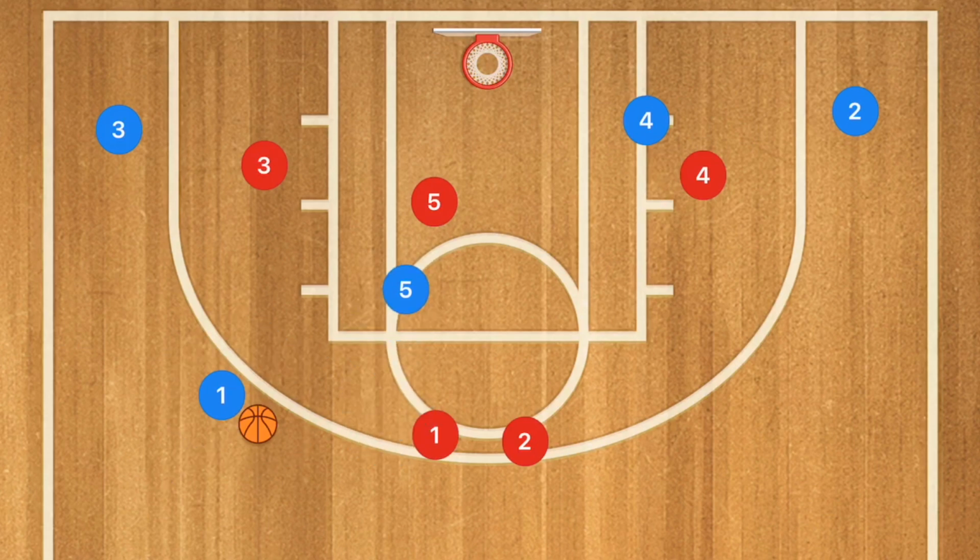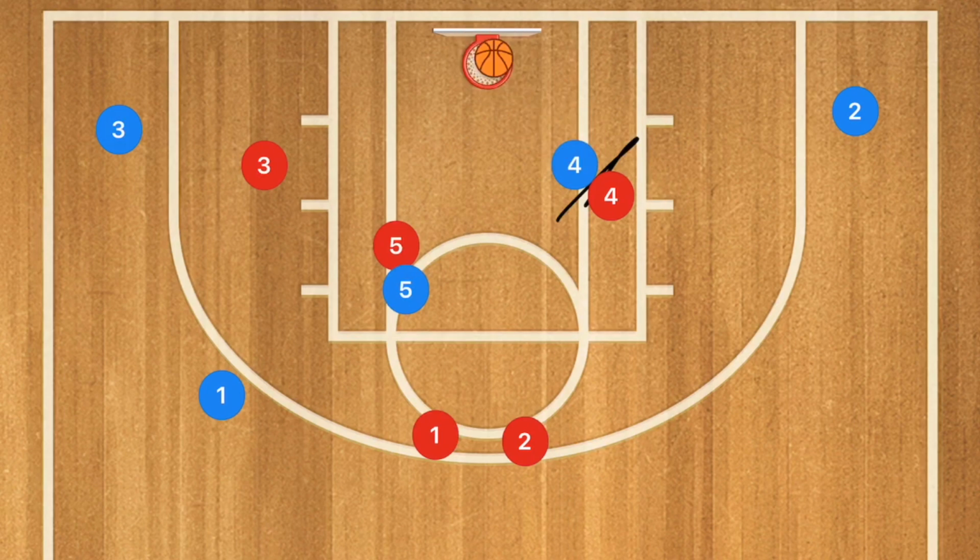Player 5 could also be rolling towards the basket. Player 4 could be inside sealing his man so that player 5 could get him the ball and the layup. So there's a couple of different options. Player 5 could also kick out, way out to player 2 for a three-point shot. There's multiple different options that come out of this play as well.